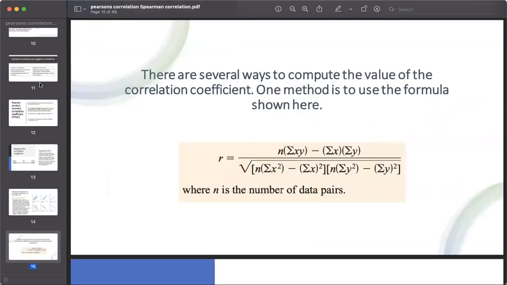There are several ways to compute the value of the correlation coefficient. One method is to use the formula shown here. r equals n times the sum of xy minus the sum of x times the sum of y, divided by the square root of [n times the sum of x squared minus (the sum of x) squared] times [n times the sum of y squared minus (the sum of y) squared], where n is the number of data pairs.